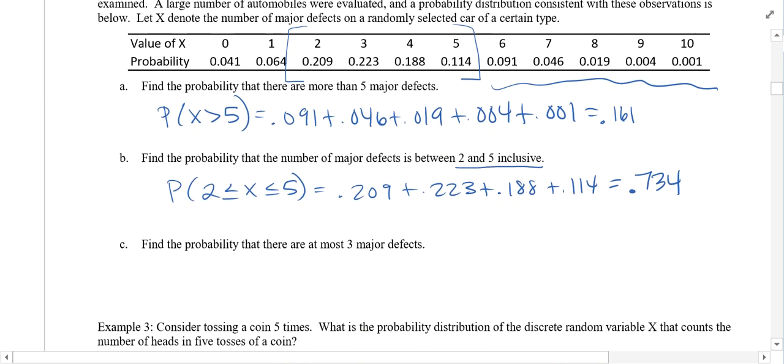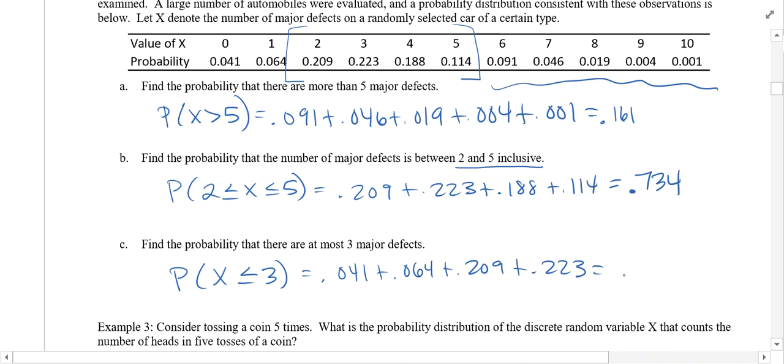Okay, C, at most 3 major defects. So we want probability notation. At most is going to be less than or equal to 3. So we're adding up the 0, the 1, the 2, and the 3. We add those, and we should get 0.537.